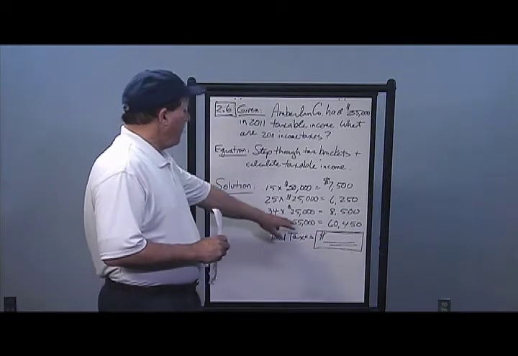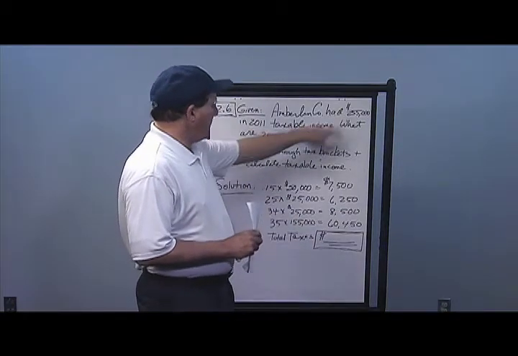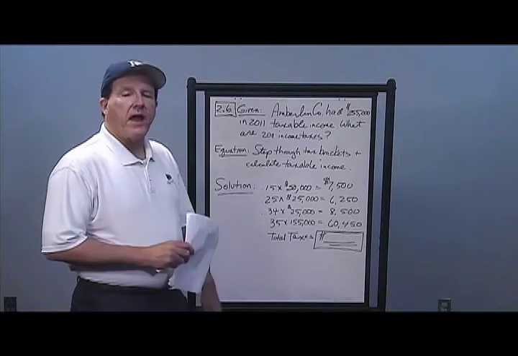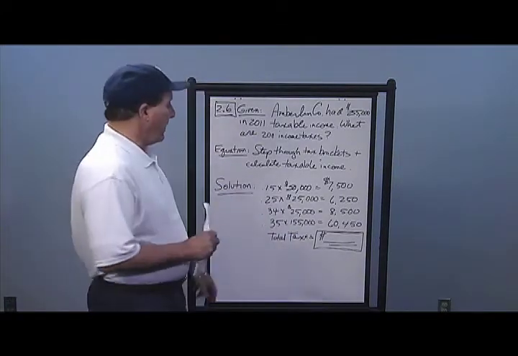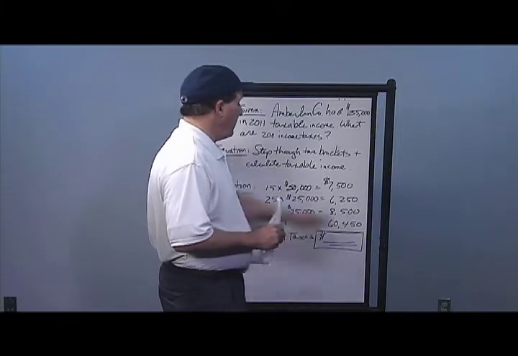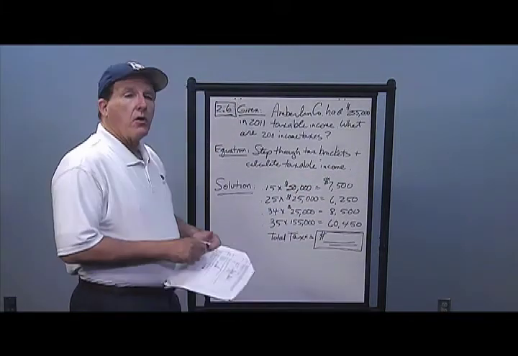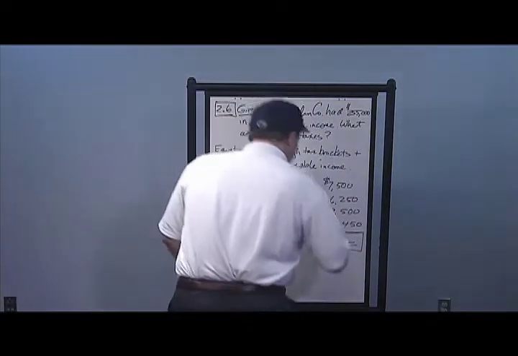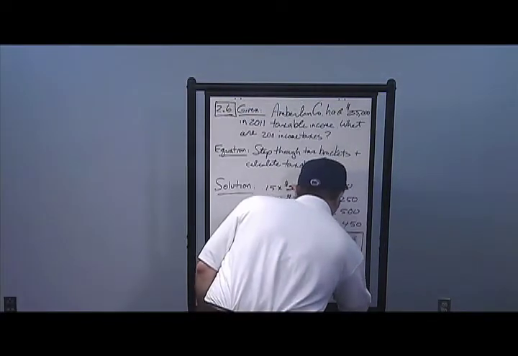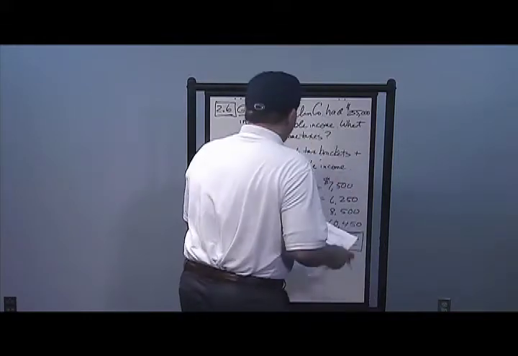And the next $155,000, which takes into account all of our $255,000 of taxable income, is taxed at 35%, or $60,450. Add all of these up, and I get our total tax bill or tax liability of $82,700. And that is the answer to problem number 6.